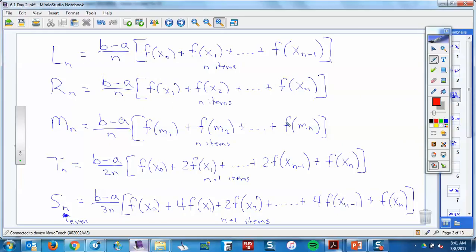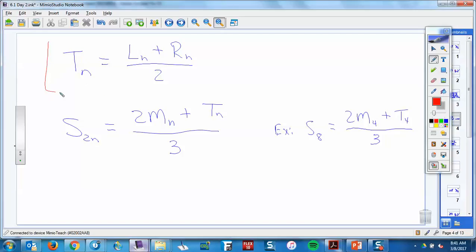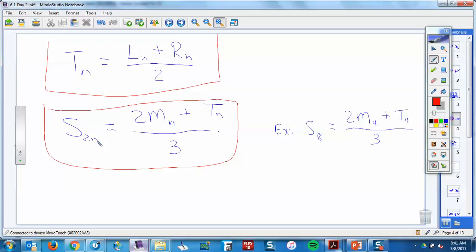All right, and then these are the different things that we wrote out yesterday, and then we had this new one called Simpson's rule. Those are the long versions, and then yesterday we said a trapezoid can be thought of as just an average of a left and a right, and then we said Simpson's rule is just this. I wouldn't worry too much about this 2n. Just remember that if you're doing an S8, you're going to use an M4 and a T4 in those formulas, right? You're always going to use half. Matter of fact, we could have had this be SN and then this be half N. That just seems weird to do, so they don't do that.